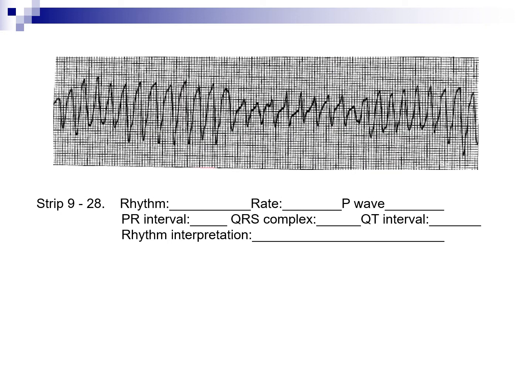This rhythm, 9.28. This rhythm is considered regular if you check R to Rs. The rate is 250. There are no P waves, so therefore you cannot do a PRI. The QRS is varying in width, 0.12 to 0.16. And again, when you're looking at this rhythm, you should be able to interpret this from afar. As soon as you see this, your focus should not be on measuring the QRS, but to check the patient. So this rhythm is a polymorphic V-tach.